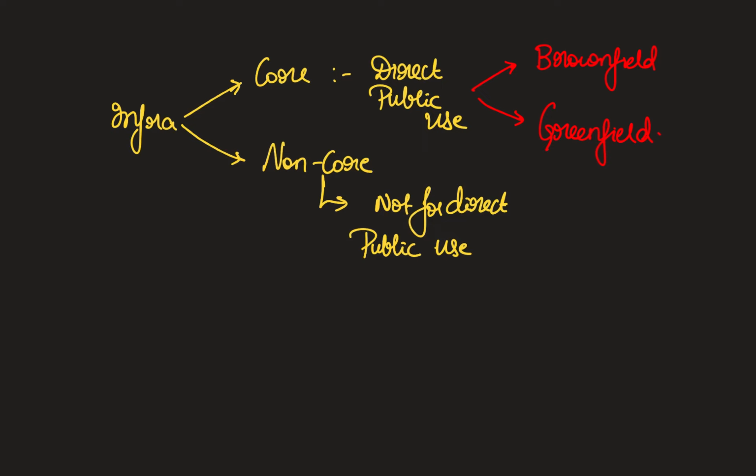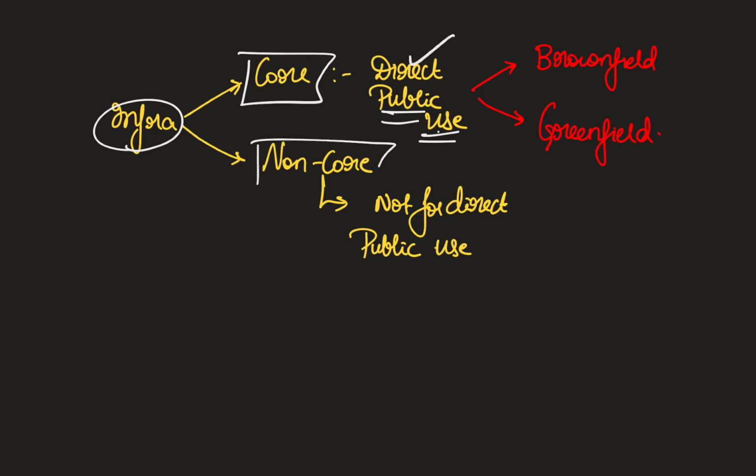If we have to categorize infrastructure, we can do that on the basis of how the public is associated with that specific piece of infrastructure. Core infrastructure is where the public directly uses it, and non-core is where the public can't directly use it. Let's say, for example, a state legislative assembly building or a government office. It is not for public use. Contrast that with, let's say, a railway station or a public park. This is for direct public use.